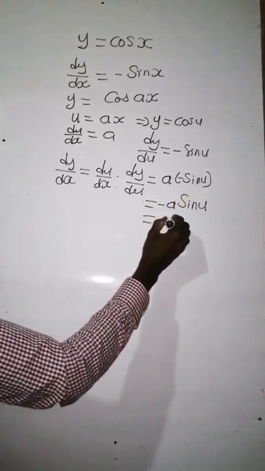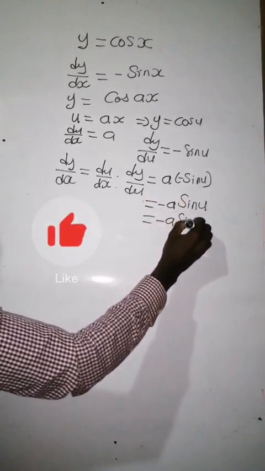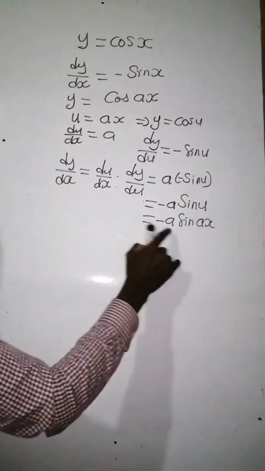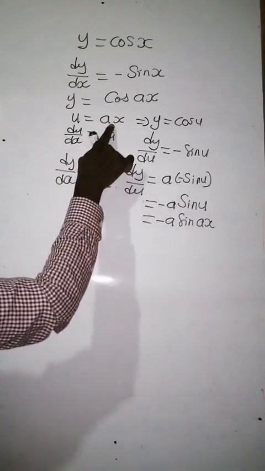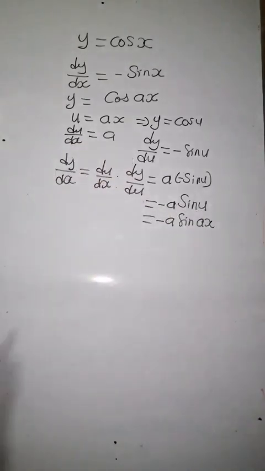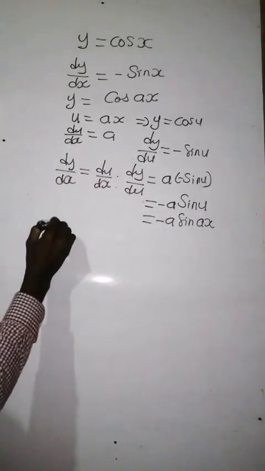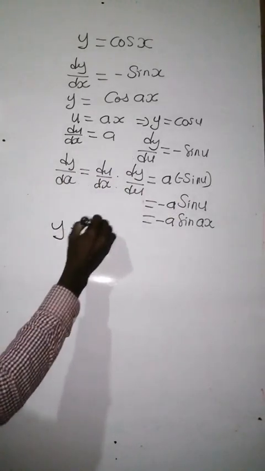So remember to bring the negative. So we have minus a sine of u, but u equals ax. So we put there ax. That is very simple as that. Now, let us use this to move on.